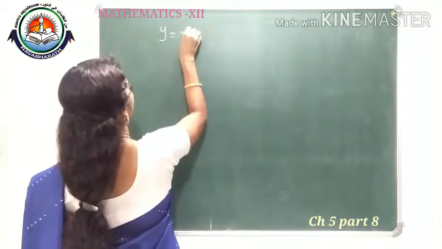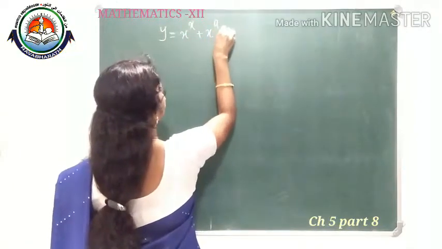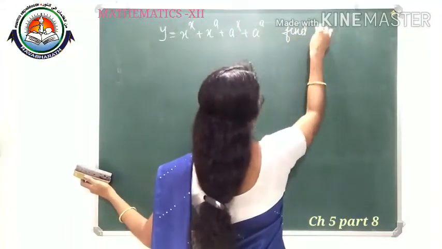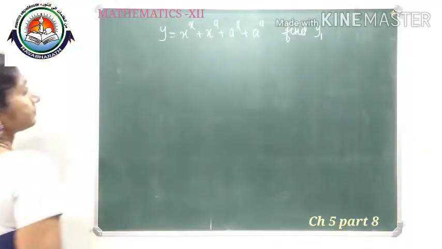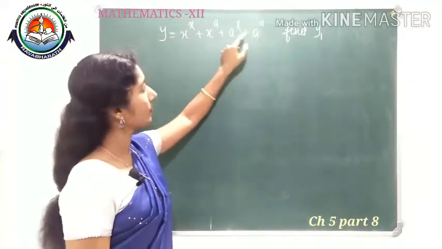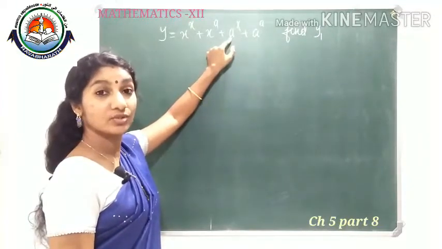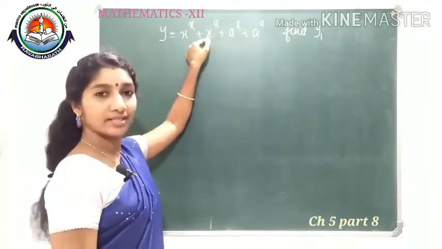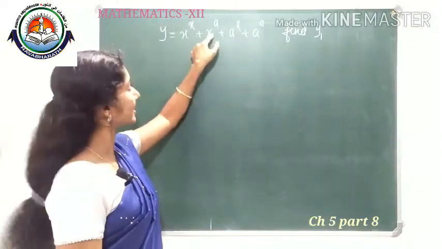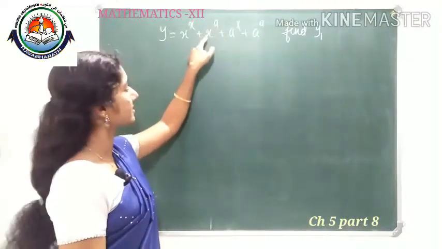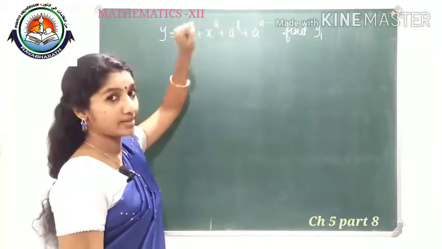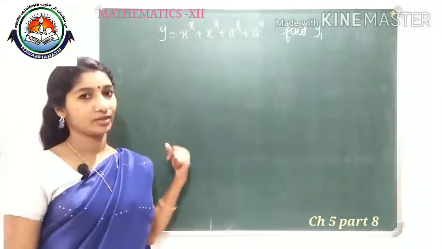Then y equal to x raised to x plus x raised to a plus a raised to x plus a raised to a. Find dy by dx. A raised to a is constant, its derivative is 0. A raised to x derivative is a raised to x into log a. X raised to a's derivative: x raised to n form, n x raised to n minus 1. So, x raised to a, a is a constant here. X raised to a's derivative is a x raised to a minus 1. X raised to x derivative only we need to find separately.